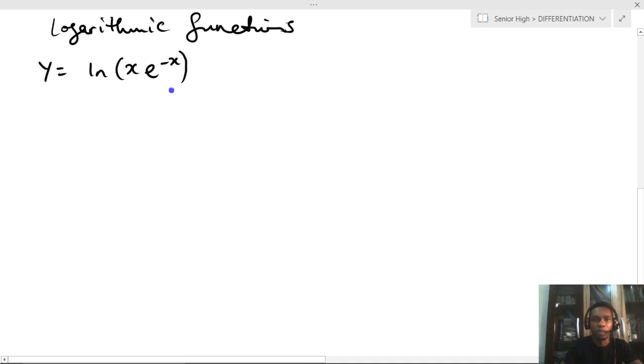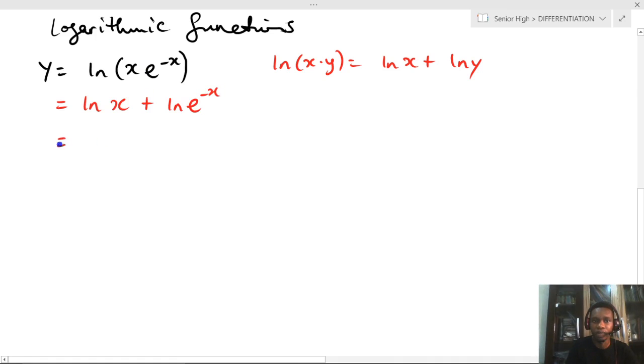Now, remember I told you about solving things like this. Whenever you have two functions multiplying each other, according to our simple rules in solving logarithmic functions, we know that ln of x multiplying y will give us what? Ln x plus ln y, right? So I can apply this here, and that will give us ln x, which is the first one, plus ln exponential negative x. Now we can solve for the derivative of all of them.